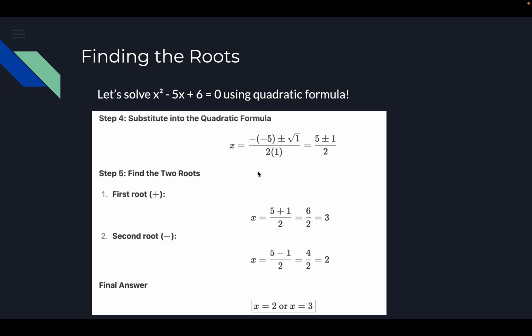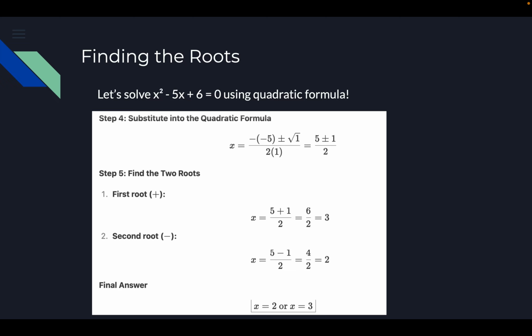In the final step, we have the roots. The first root is the positive one, x = (5 + 1) / 2, which is 6/2, that is 3. So x = 3 is the first root, and the second root is where we put the minus.